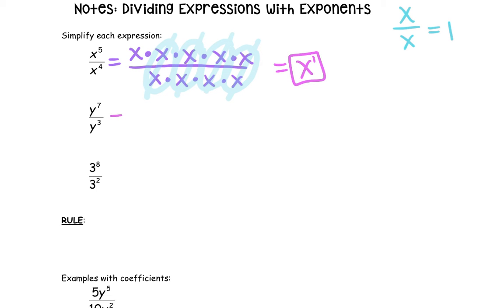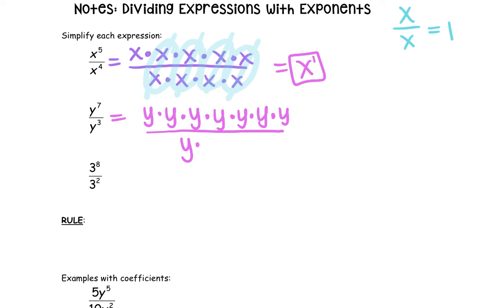So in the next one, we have y to the 7th. So we have y times y times y, 4, 5, 6, 7, and then we have divided by y times y times y. And again, a y divided by a y, I'm just going to pick them in the middle here. It doesn't really matter where you take them from.